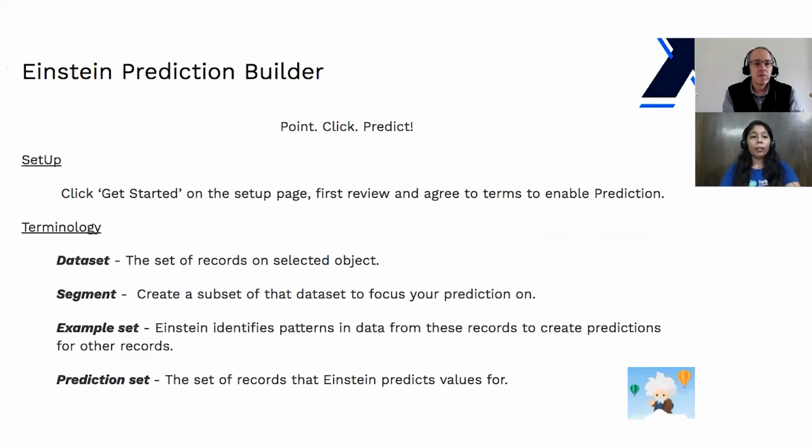Before going ahead with Einstein Prediction Builder, we need to be familiar with a couple of terms. I'll start with dataset. Dataset is basically the object for which you are building predictions. Out of the object, the segment is the subset of your data which you would be taking as an example and prediction. When I talk about example set, it means the records which you'll give Einstein to analyze and build predictions on, and prediction set is the set of records for which Einstein will build predictions. So your example set and prediction set together become the segment.